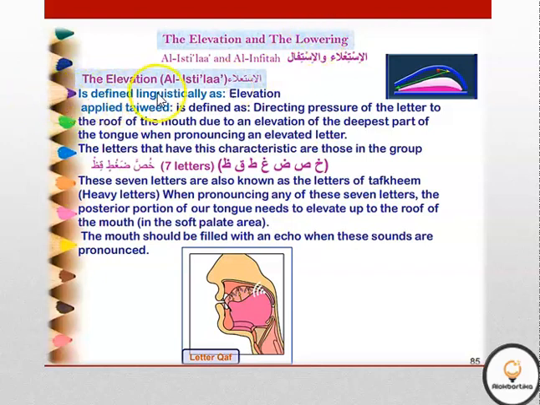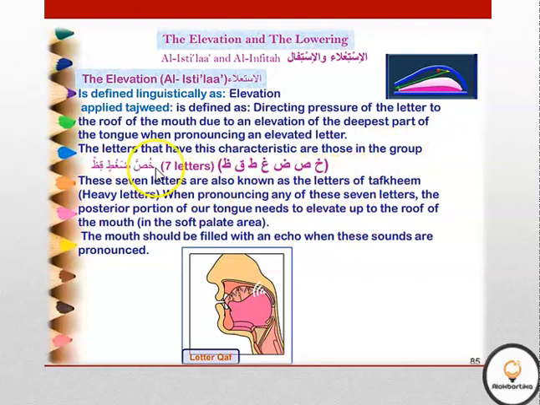So the elevation, al-isti'ala. See, the linguistic definition is elevation, but the applied definition is directing pressure of the letter to the roof of the mouth. Here a picture has been shown. Due to an elevation of the deepest part of the tongue when pronouncing an elevated letter. So when we are pronouncing a letter of isti'ala, our deepest part of the tongue, that means the back part of the tongue, has been raised close to the roof of the mouth. The letters that have this characteristic are in this group.